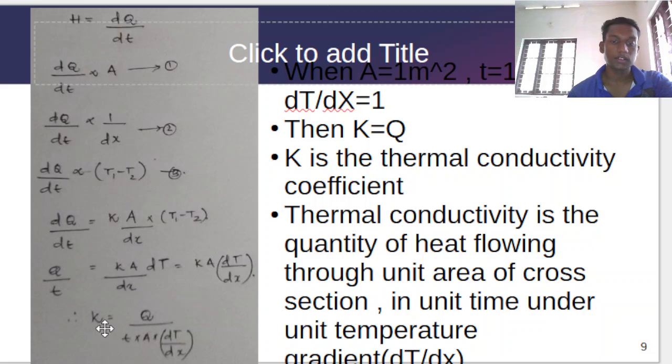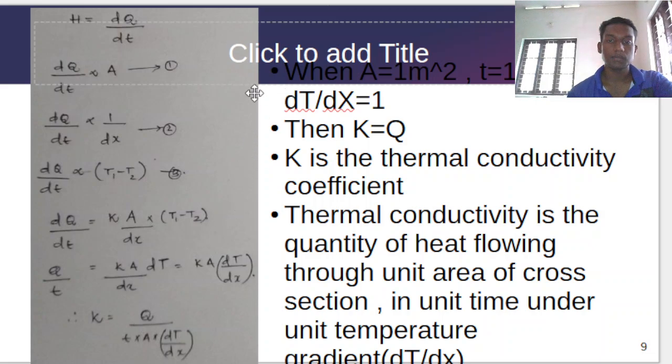So we can rearrange the equation for k. We know that k is a constant and it is the thermal conductivity coefficient. So we have to separate k from the rest of the equation. We get k is equal to q by t into A into dT by dx, which is the temperature gradient.